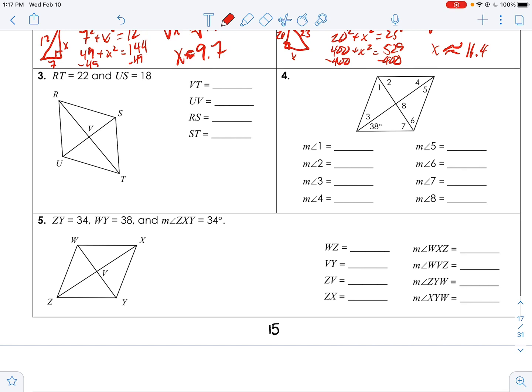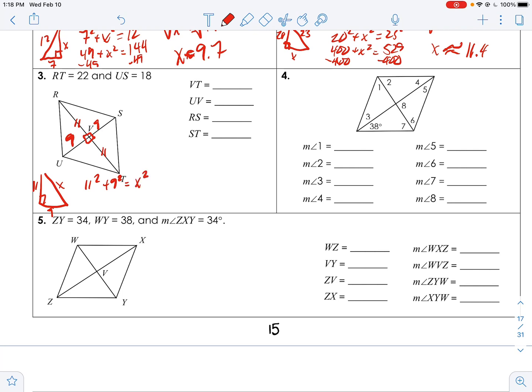All right, let's look at this little guy. Another one just like it. RT, all the way across is 22, so that's 11, and that's 11. And US is 18, so that's 9, and that's 9. What we don't know is the far side, but remember that's a square in there. Those are all 90s, so one side's 11, one side's 9, we don't know this one.